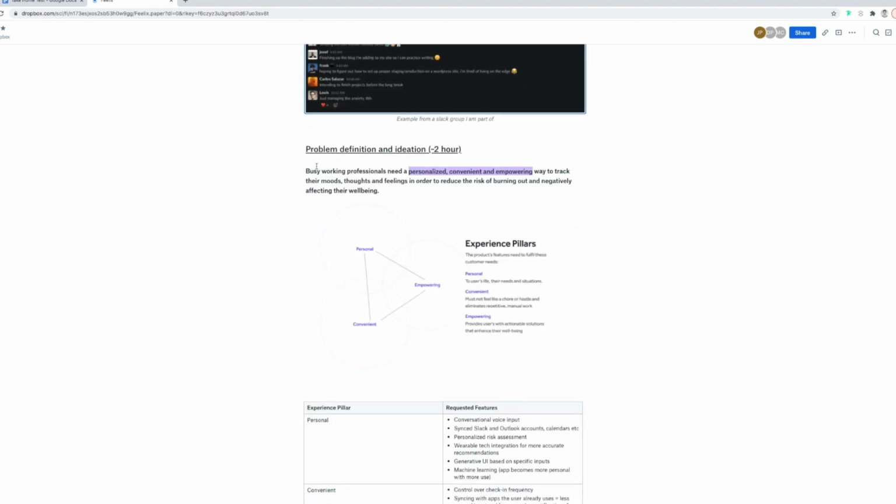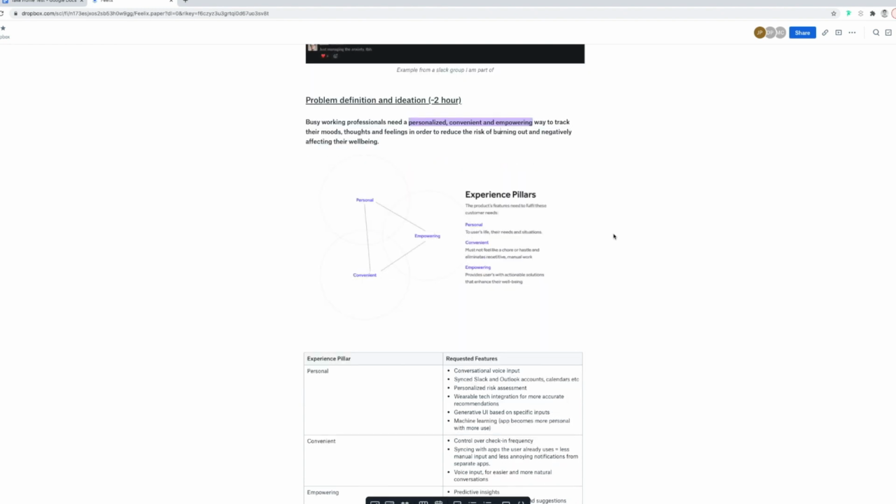Then, based on all my research, I redefined the problem. Essentially, busy working professionals need a personalized, convenient, and empowering way to track their moods, thoughts, and feelings in order to reduce the risk of burning out and negatively affecting their well-being. So it's like the who, the what, like what do they need, and the why, right? Why do they need it?